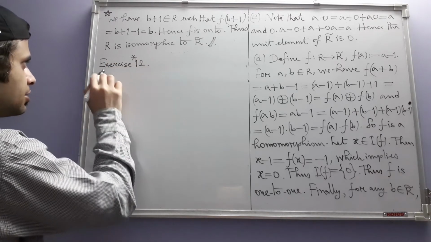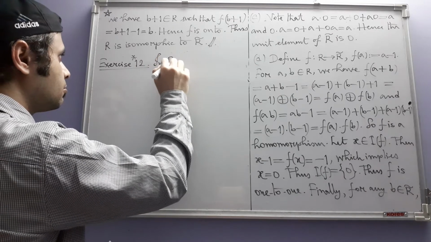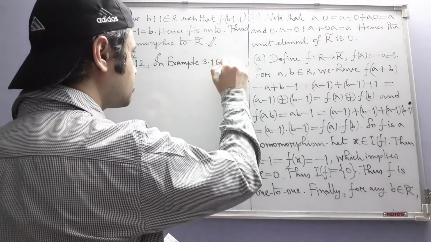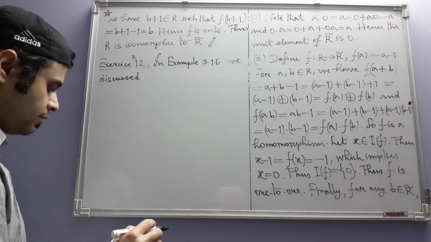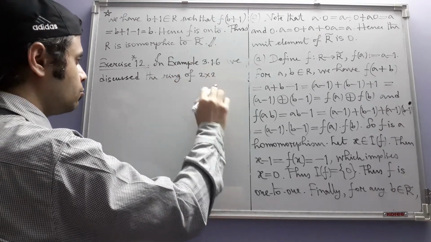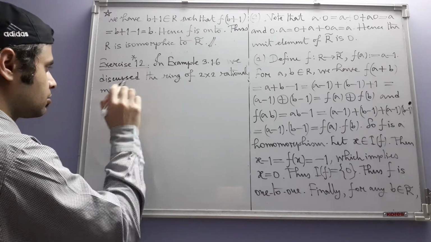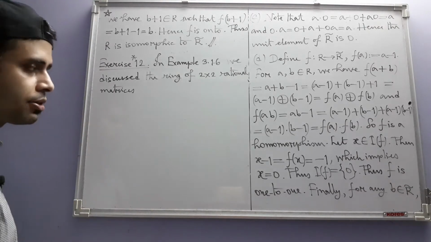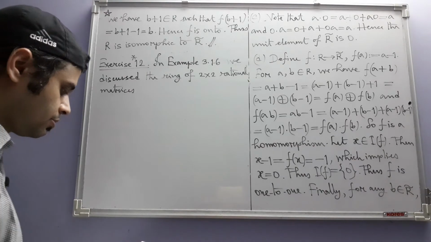And there is a star. This one is difficult. In example 316, we discussed the ring of 2 by 2 rational matrices. See, it may seem, looking at this language, that the matrices are rational. Don't think like that. Matrix is not rational. Rational matrices means the entries of the matrix are rational numbers. That's all. 2 by 2 rational matrices.